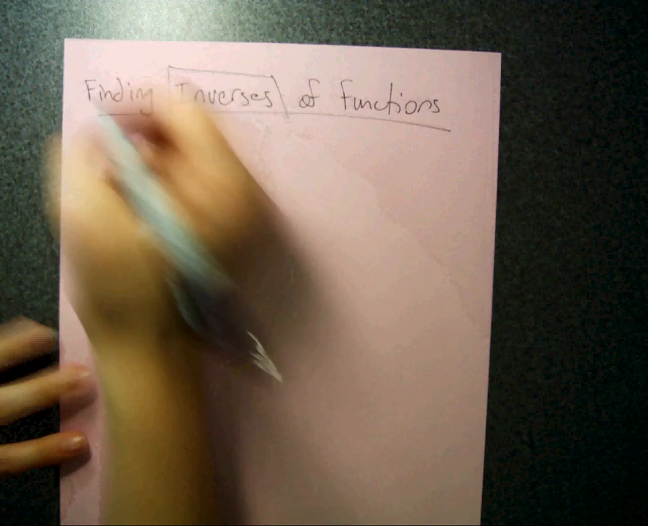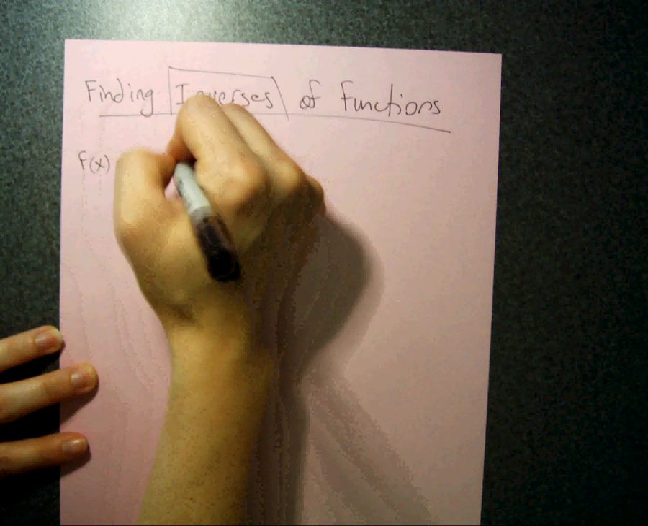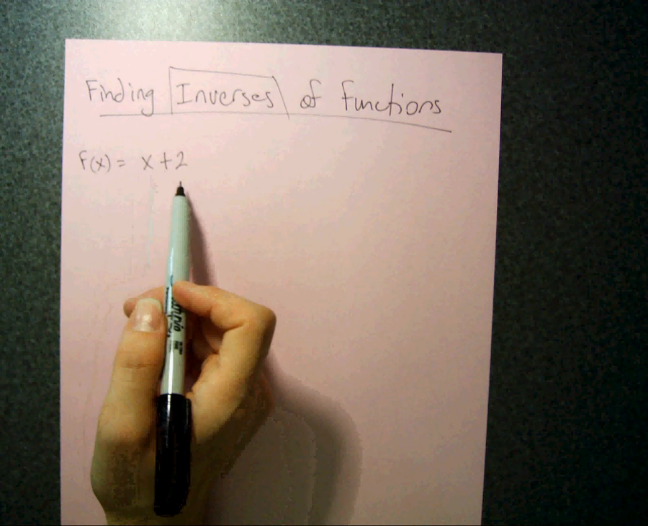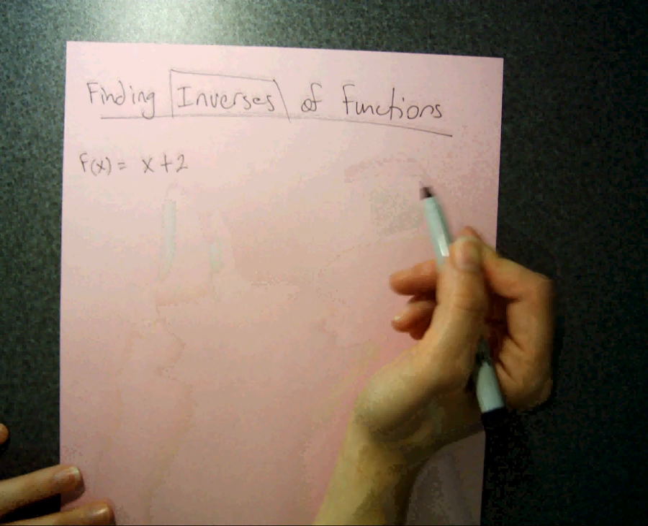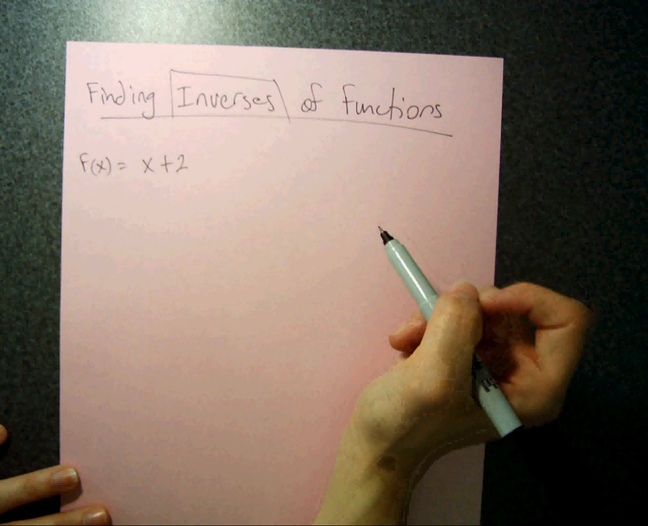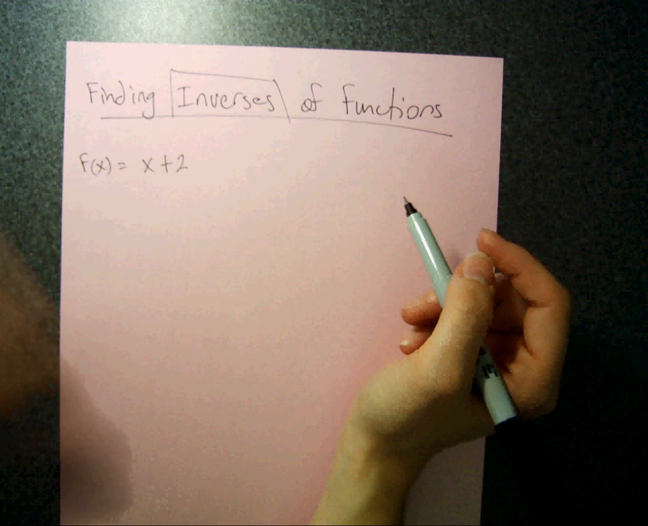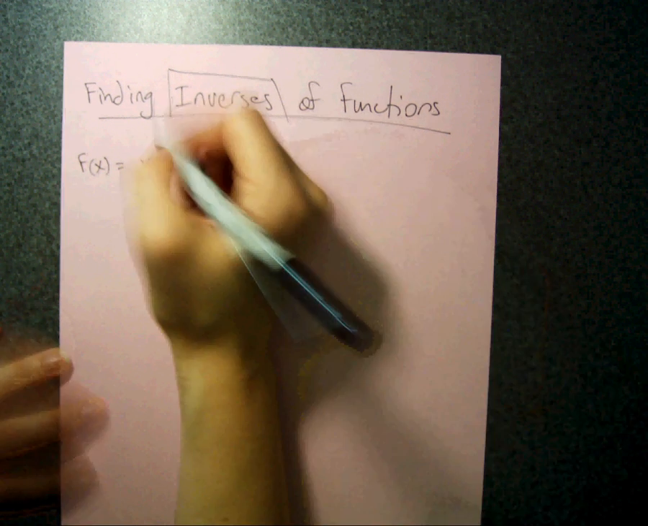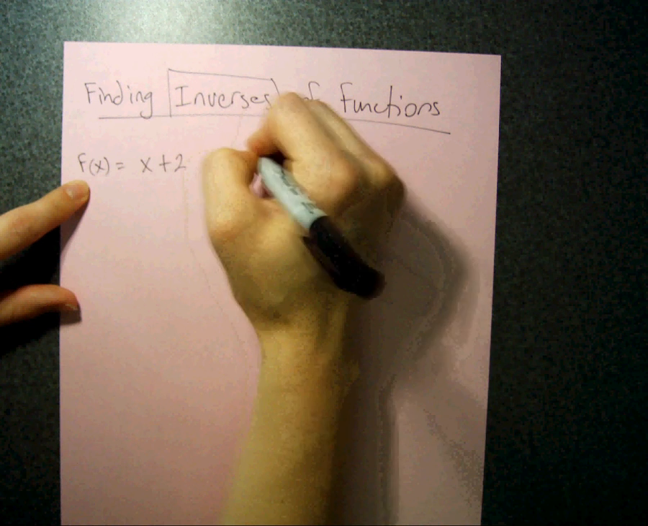Okay, so simple example. Say I have f of x equals x plus 2. That means when I plug in a number, I'm going to add 2 to it. Right? How would I undo that? I added 2 to a number. How do I get back to that original number? Just subtract 2, right? So the inverse of f, the notation we use is f with a little -1.